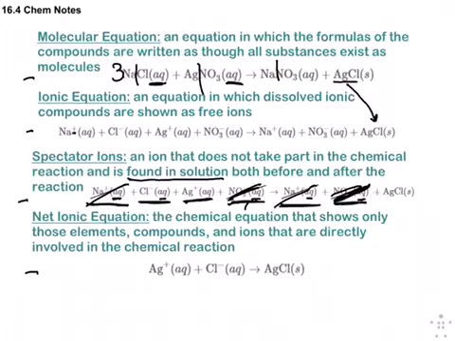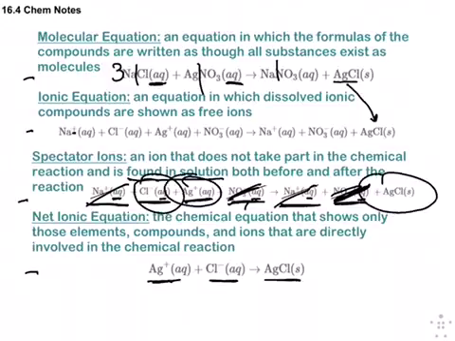Then you write a net ionic equation. A net ionic equation is the chemical equation that shows only those elements, compounds and ions that are directly involved in the chemical reaction. So that would be any of the items that we didn't cross off when we removed the spectator ions. So we need chlorine, we need silver in order to produce AgCl solids.